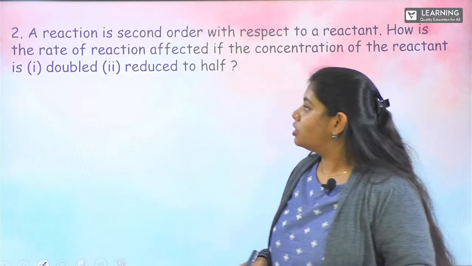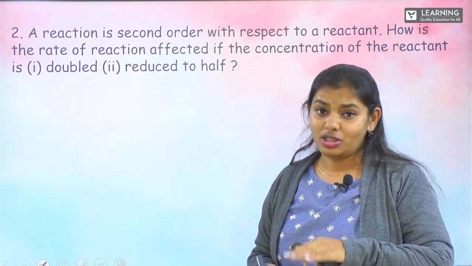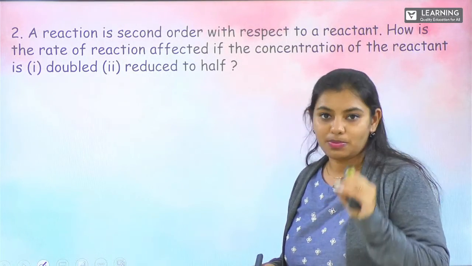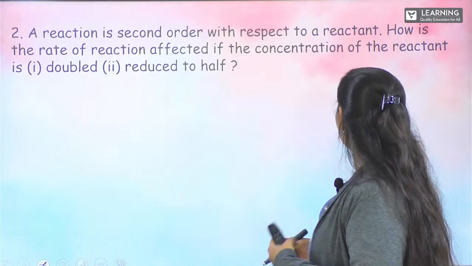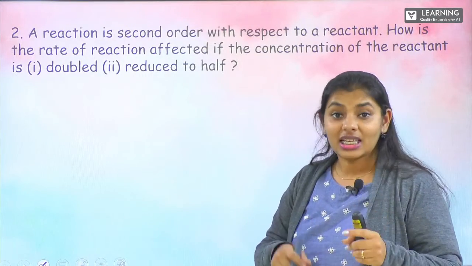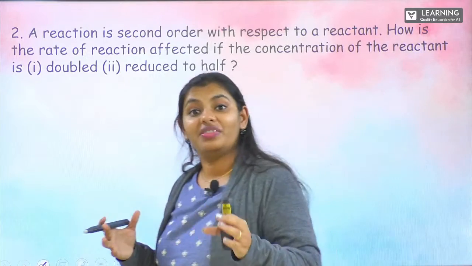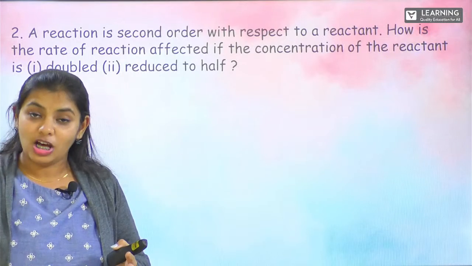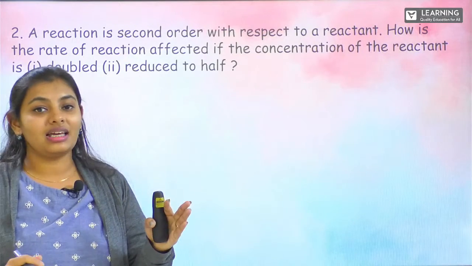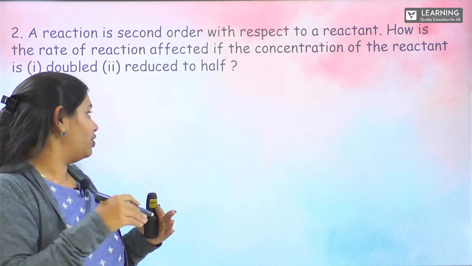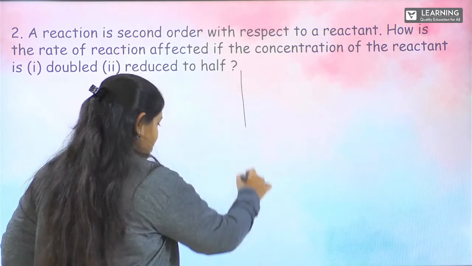Now the next question. A reaction is second order with respect to a reactant. How is the rate of the reaction affected if the concentration of the reactant is doubled? That's the first case. The second case is when it is reduced to half. So they're asking what exactly will be the rate of the reaction, and how it is affected when we double the concentration of the reactant, and in the second case when we take half of it. So what is the first information being given to us?